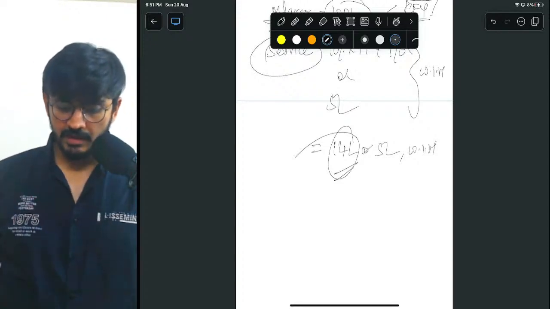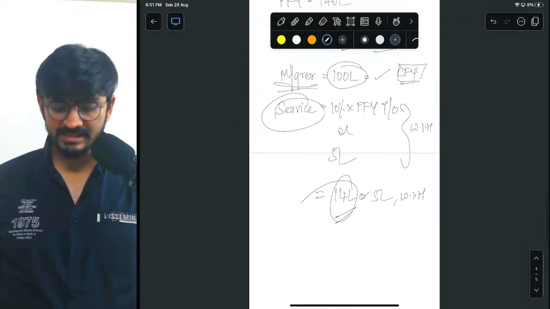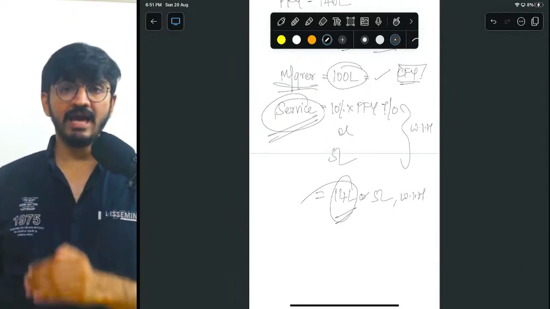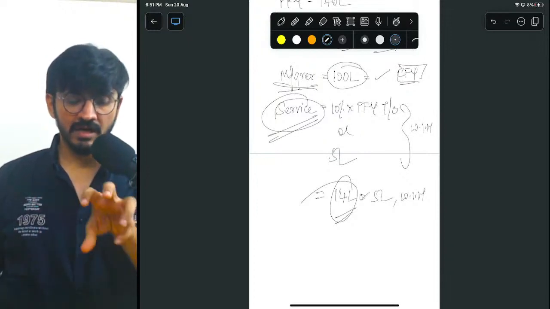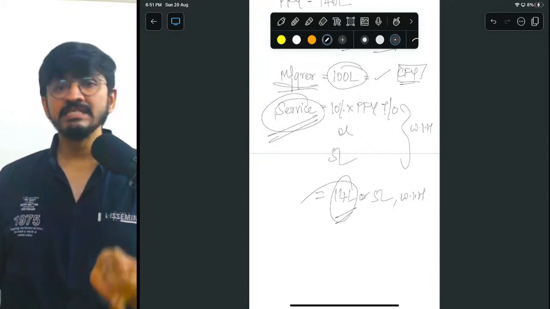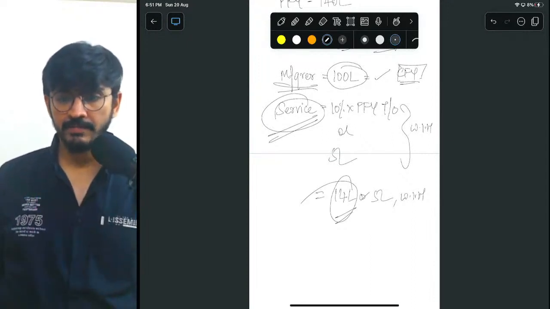Now understand, that is the maximum. 14 lakhs is the maximum amount of service that you can give in the current financial year. Are you getting it, my dear friends? Yes, sir.